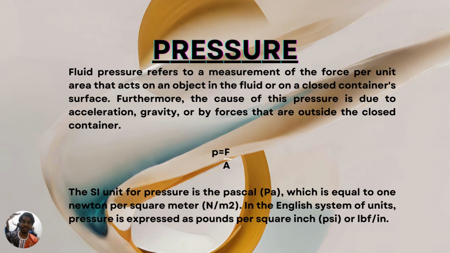So the force acting on the object over the total area of the object. From that we can find the formula for pressure. The SI unit for pressure is basically Pascal, which is equal to Newton per meter square. In the English system of units, pressure is expressed as pound per square inch, PSI, or lbf per square inch. So these units depend on which unit we use in our calculations.